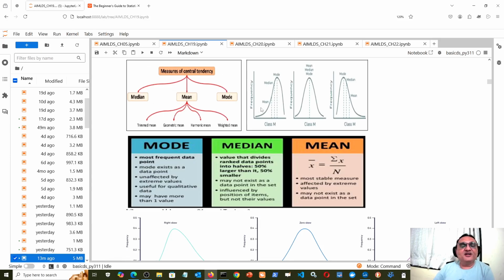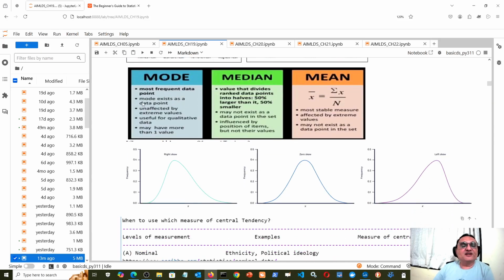So these three, mean, median and mode, are called measures of central tendency. So what is mode? The most frequent data point. Mode can exist as a data point, or mode can also be a point outside the data points. There may be more than one mode.